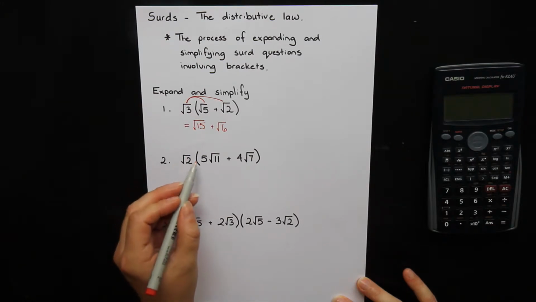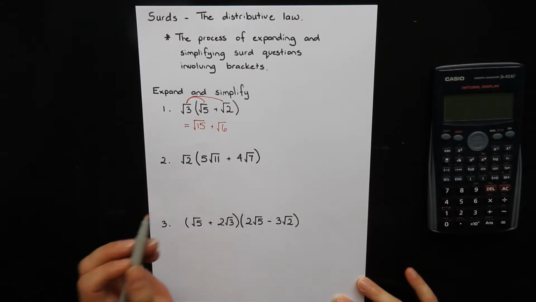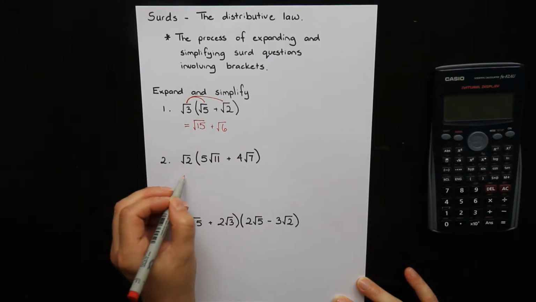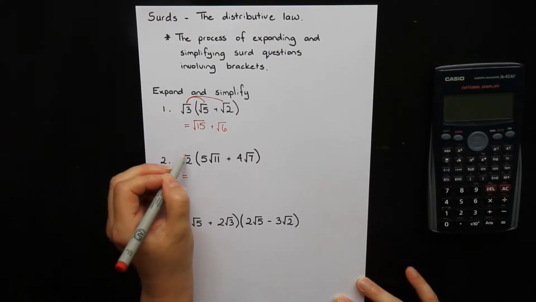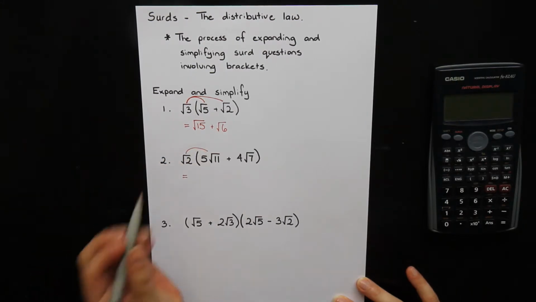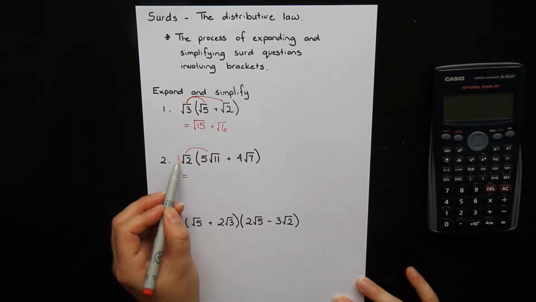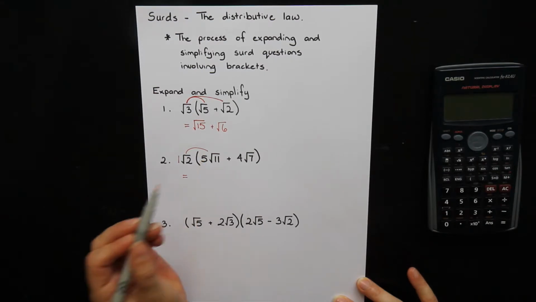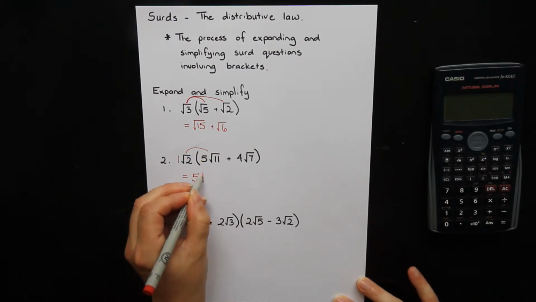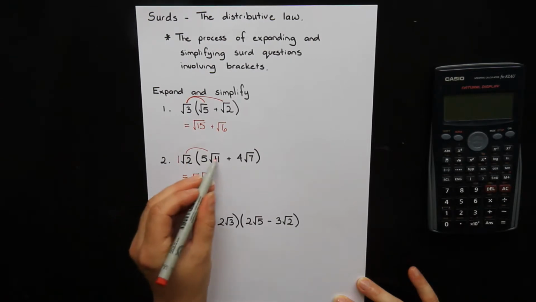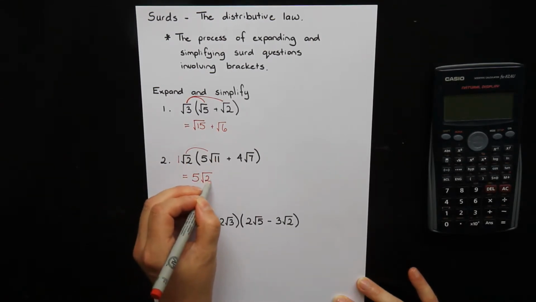Root 2 bracket 5 root 11 plus 4 root 7. Okay, if there's numbers at the front, we multiply those first. So in that first one, there's a 1 here, which would multiply by the 5. 1 times 5 is 5. Now the square root numbers, 2 times 11 makes 22.